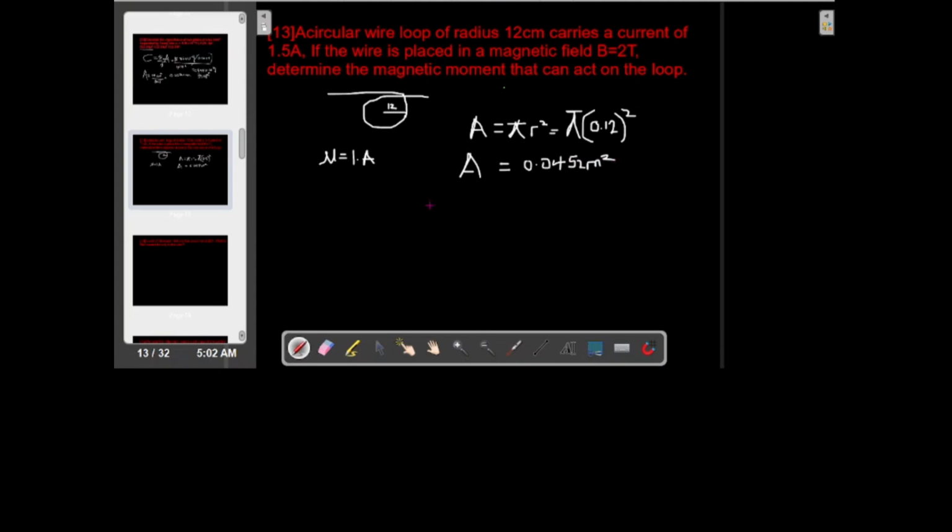So if we proceed with this now, you can input this into the formula and have I, which is 1.5, multiplied by the area, which is 0.0452. All right. And when you solve this, you should get 6.8 times 10 to the negative 2. So what's the unit? Since we multiplied current by area, the unit should be ampere meter squared. All right, let's proceed.